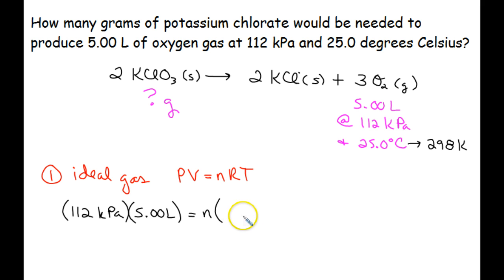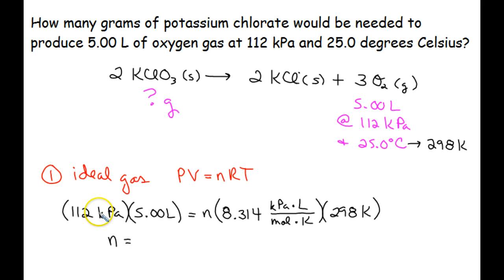The R value, remember, is supposed to depend on the unit of pressure. And in this case, since we are using kilopascals, it is 8.314 kilopascal liters per mole Kelvin. And then we went ahead and wrote down our temperature in Kelvin, so we've got all that.